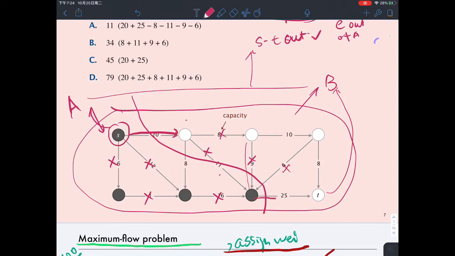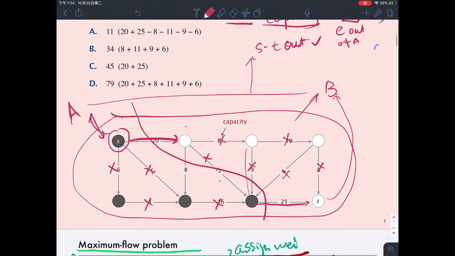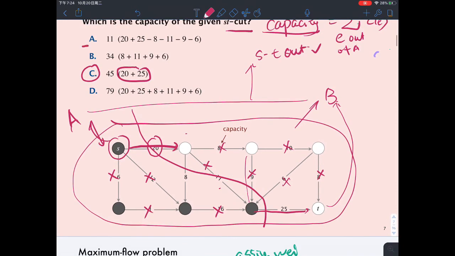right? This is from B to A. This is also B to A, not out of A, but this is from A to B, right? And the rest of them are not out of A. So actually we really just need to sum up 20 and 25. This is 20 plus 25, so the answer is C, right?